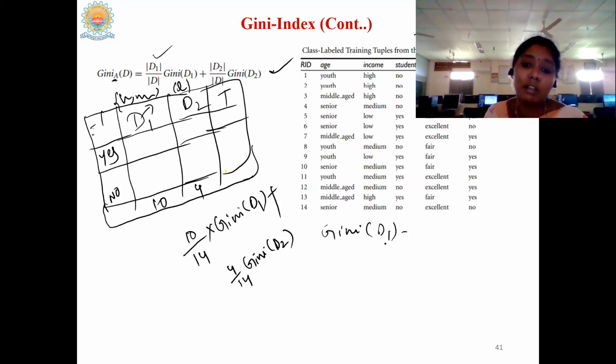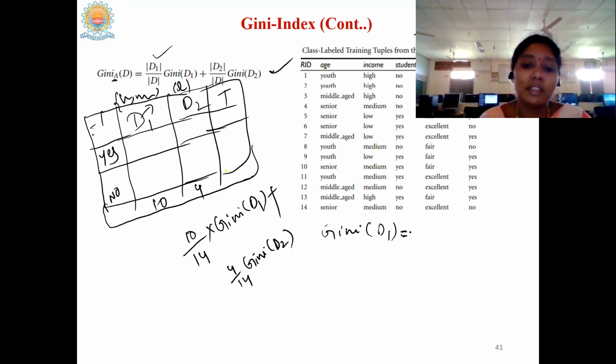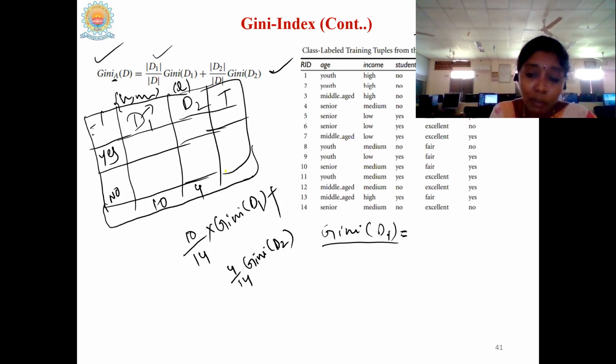Again, which formula we need to consider? 1 minus sigma pi square. Yes, again this formula we need to consider. That one is the GINI index of the entire data set, not specific to any attribute. This is the formula specific to the attribute, specific to the split. So here we need to consider the GINI index of the partition D1 only, not the entire data set. For this, we need to fill this table first.